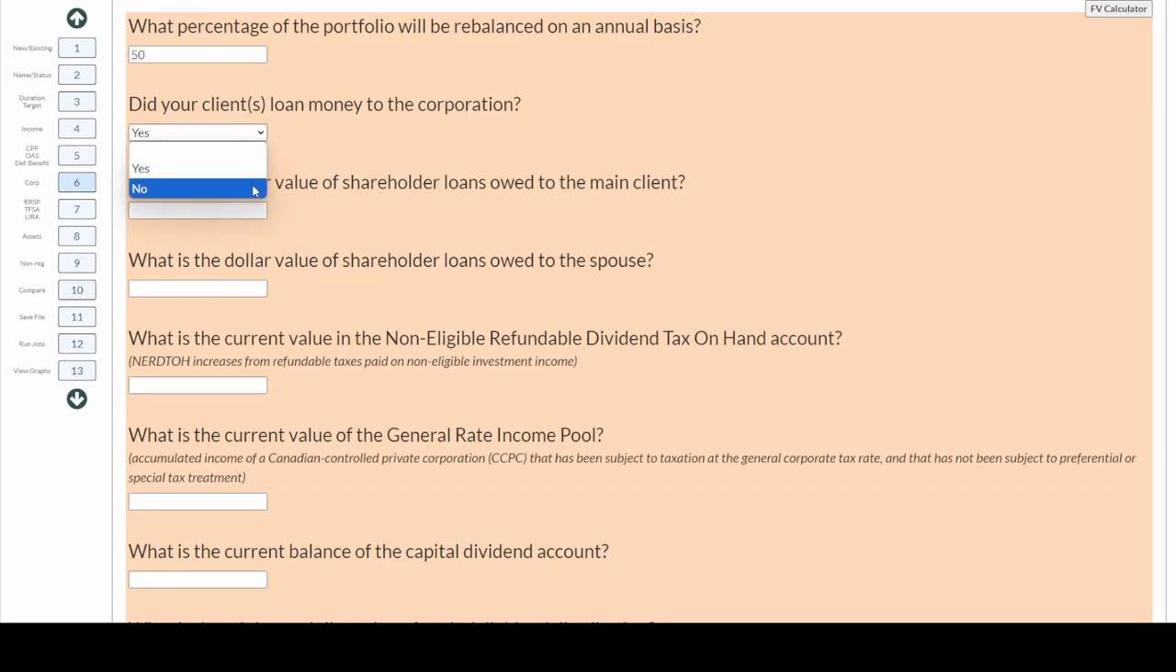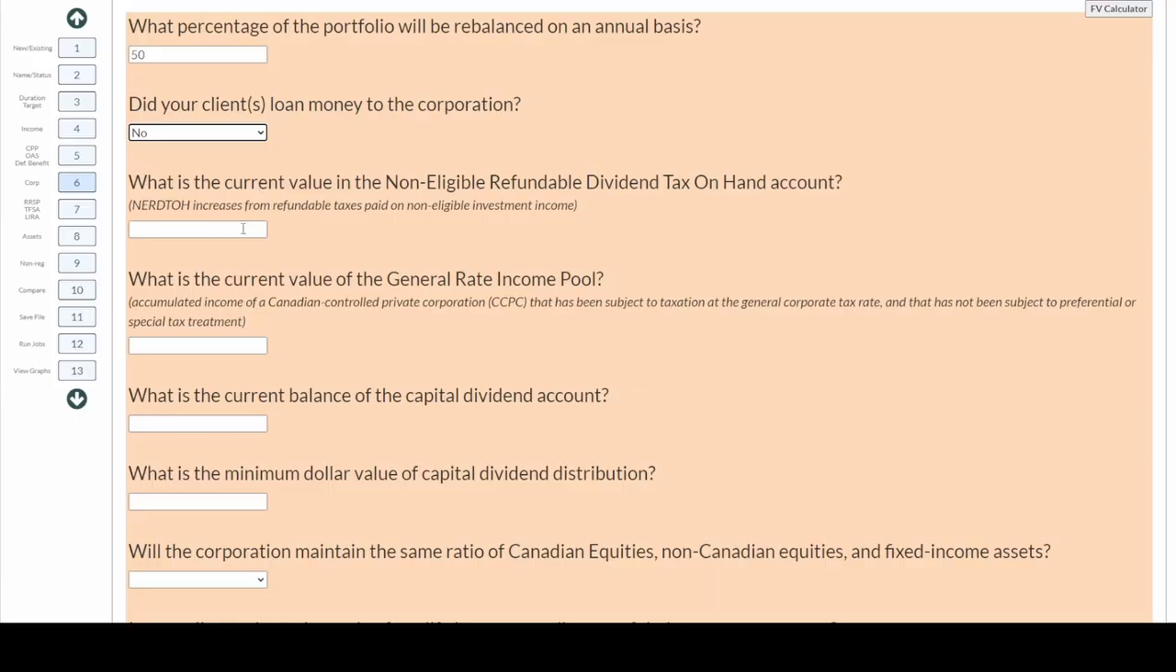Next, enter the current value in the non-eligible refundable dividend tax on hand account. This is a notional account that increases in value from interest income and non-eligible dividends flowing into the corporate account. If you don't know what the value is, enter 0. The software will calculate it going forward.